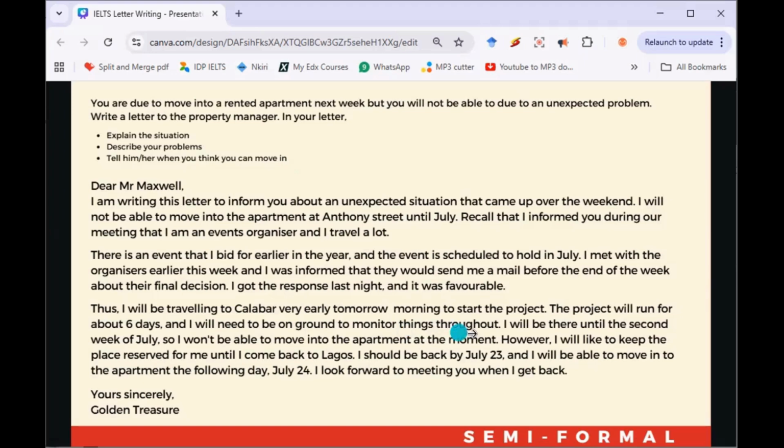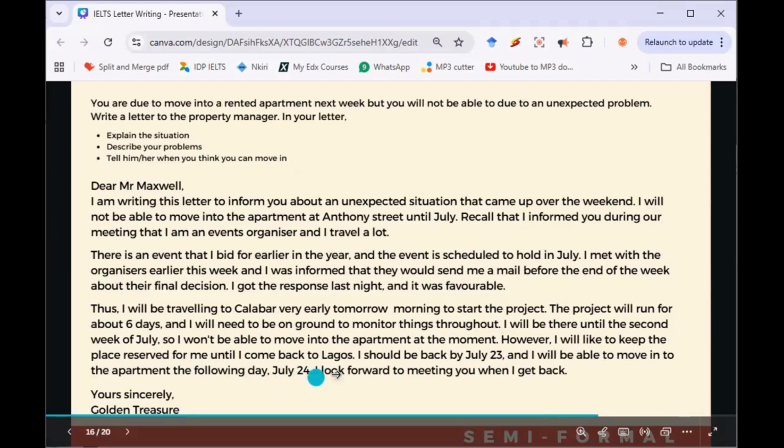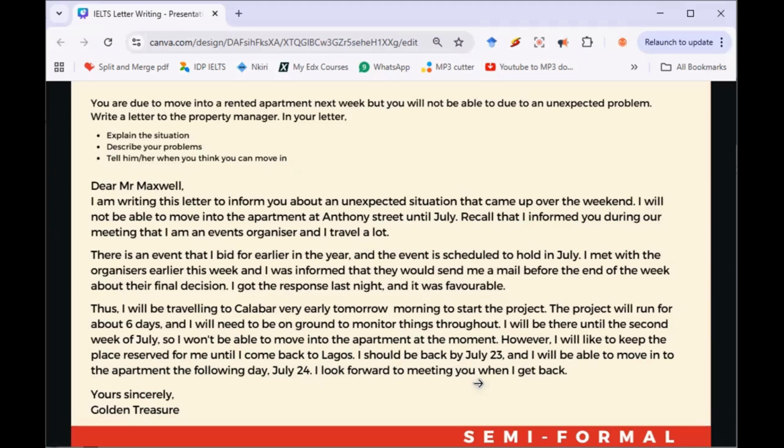Okay? Now look at how he closes the main body. However, I would like to keep the place reserved for me until I come back to Lagos. I should be back by July 23rd and I will be able to move into the apartment the following day, July 24th. I look forward to meeting you when I get back. Yours sincerely, Golden Treasure. Very straightforward. He puts his name and then he ends with yours sincerely and then he puts his name. So can you see all the points have been dealt with in writing, in presenting the ideas, in presenting this letter?